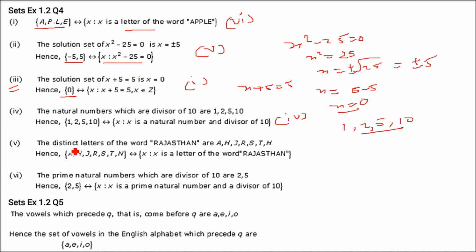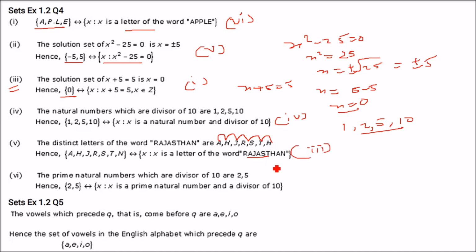Then the fifth one, the distinct letters of the word Rajasthan are A, H, J, R, S, T, N, and we match it with what? This is the fifth one. So on the right hand side, we have Rajasthan. X is such that X is a letter of the word Rajasthan. So these are all the letters of the word Rajasthan. So we match it with this one, which is the third one.